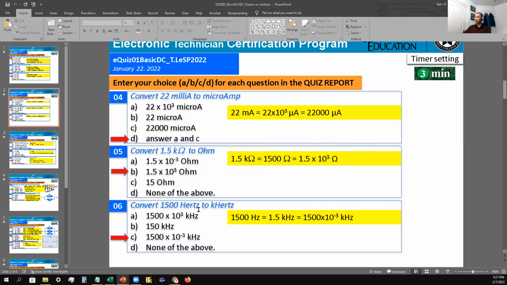Number six, convert 1500 hertz to kilohertz. So 1500 hertz. Now kilo is 10 to the 3, so 10 to the negative 3 would undo this one. So this would be another way of writing it out, or you can write 1.5 kilohertz. The only one that matches one of these answers is C as in cat for number six. So any questions on number 4, 5, or 6?